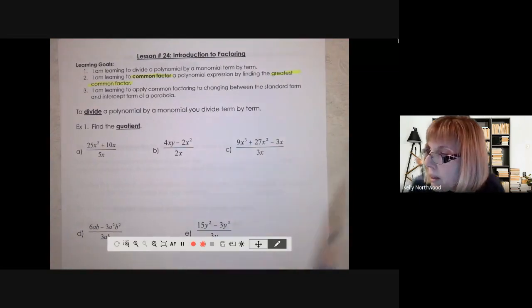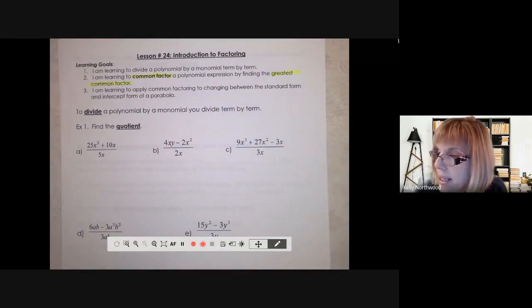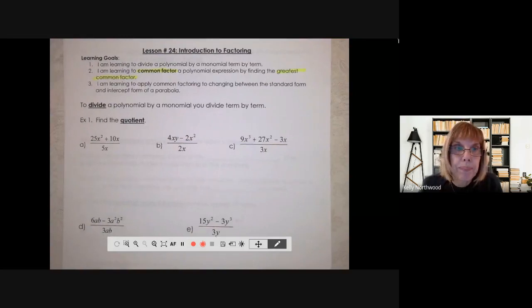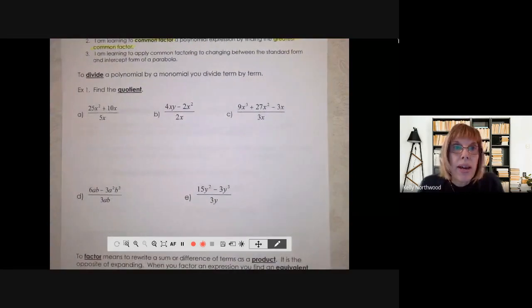And we're learning to apply common factoring to changing between standard form and intercept form of a parabola. In grade 10, that's the reason we learn factoring, but there are a lot of other purposes for it, as you'll find out in grade 11 and 12. To divide a polynomial by a monomial, you divide term by term, so we're going to find the quotient. The reason we're doing this is that it's going to help us with factoring.